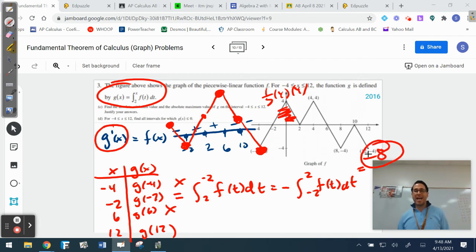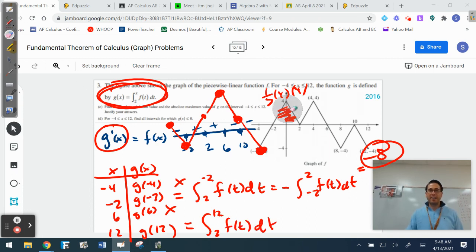Okay, only other guy I got to check is G of 12. Well, G of 12 will be, what's that? That's 2 to 12 then. So 2 to 12, I don't have to flip those limits, but boy, do I got to find a ton of areas, right? Let's go from 2 to 12. So I got to account for that. What would that be? That'd be 4, 4. That'd be 16. So that would be 8.